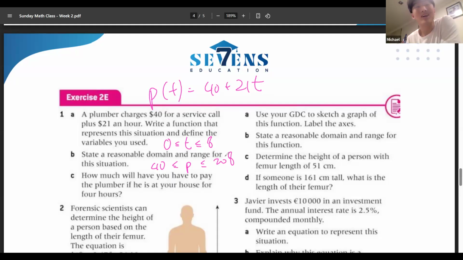Let's say if we only work integer hours, then this wouldn't be continuous. Continuous means we can have 0.5, 0.6, right? But if we only allow integer hours, then our domain would actually be 0, 1, 2, 3, 4, 5, 6, 7, 8. It's a bunch of integers. But I reckon this is good enough. What about C?